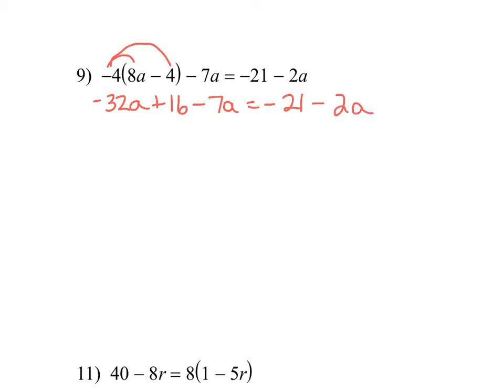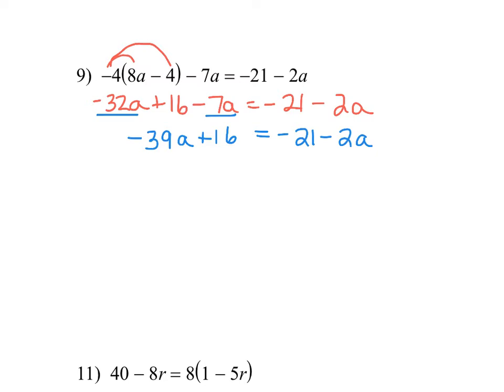So again, the equation, a little bit longer, we distributed first. Next thing I'll do is combine the like terms on the left and on the right, and there don't happen to be any like terms on the right. So my right side is still negative 21 minus 2a. On the left, I have this minus 32a minus 7a, that's minus 39a plus 16 equals negative 21 minus 2a. Now I've combined like terms, so this is almost a clean equation.